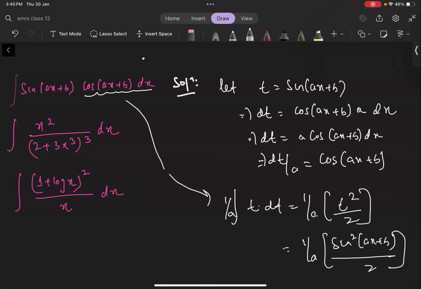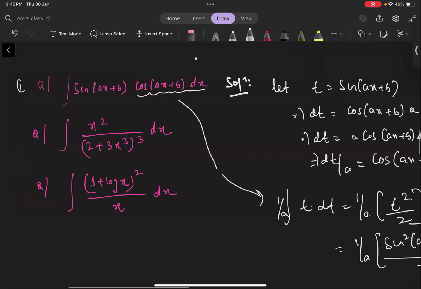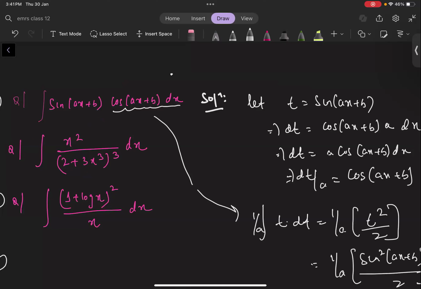Next, this second question can also be solved. Let this be question number 1, this be question number 2, and let this be question number 3. So question number 2 can also be solved using the method of substitution. Just think what part of this integral we can substitute, and once we substitute, we should get the differentiating factor value on the numerator. This is how substitution works most of the time.